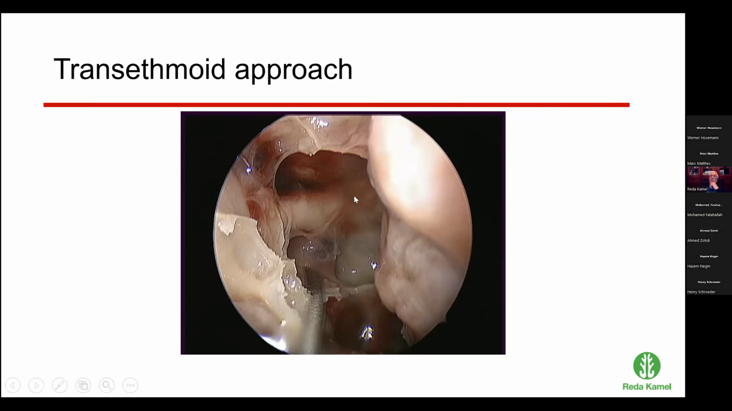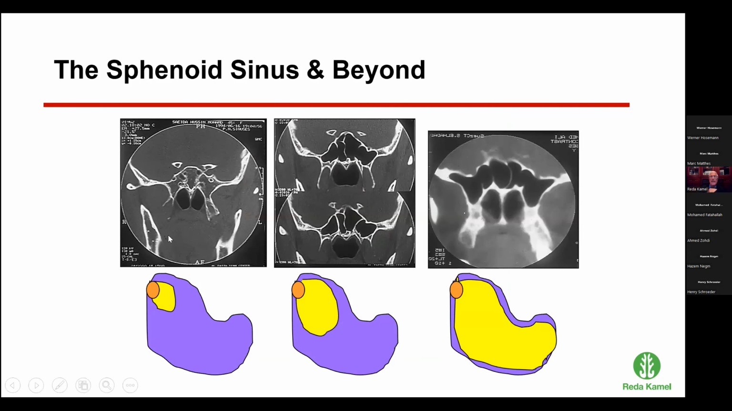Here we are, the optic nerve and the carotid artery and the OCR, the lateral and medial. And here we are, the planum and the sella and the clivus. So anatomy and anatomy again. The aeration of the sphenoid sinus is very important. You may have a conchal or sellar type like this and hypercellular like that you see.